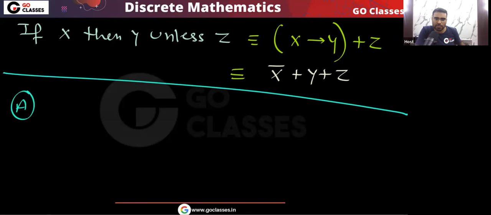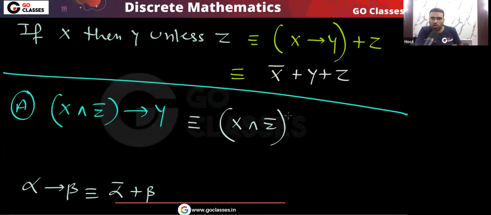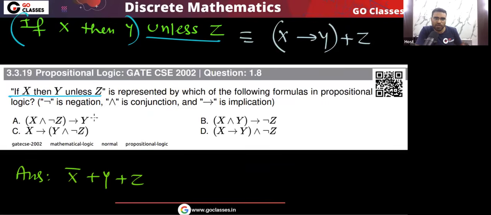Let me check option A. Option A is saying X and Z bar implies Y. Let's simplify this. You already know alpha implies beta is the same as alpha bar or beta. So just apply this. You will get (X and Z bar) whole bar, or Y. Apply De Morgan's law, and you will get X bar or Z or Y. Did we get our desired answer? Yes. So the answer will be option A.